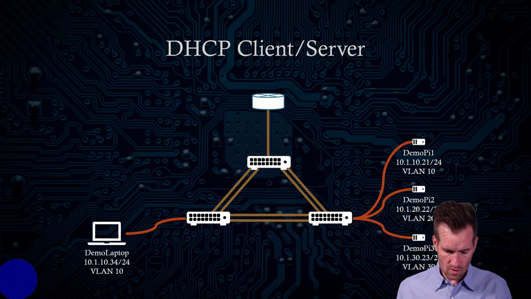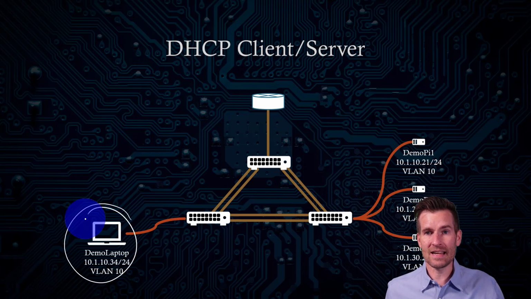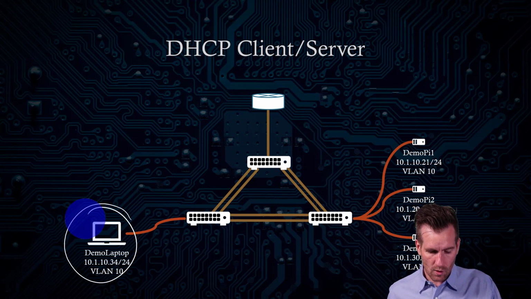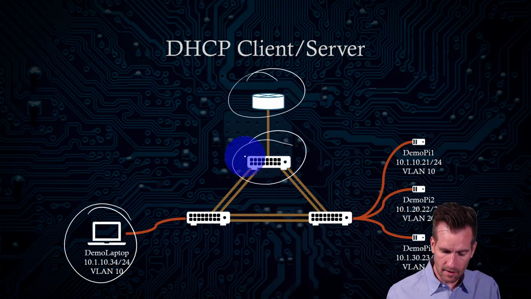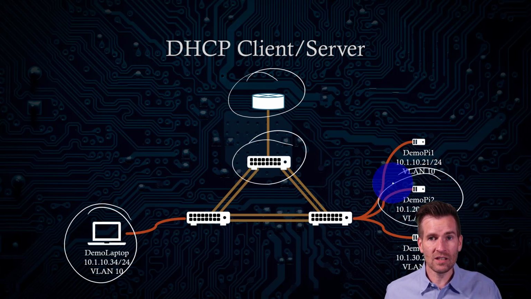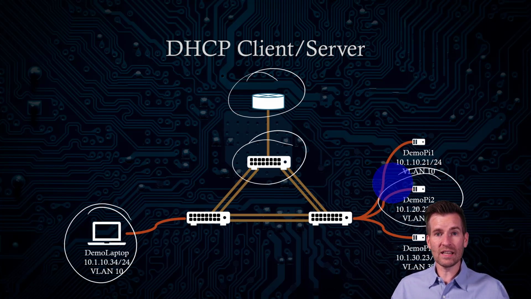So we're going to use this demo laptop as an example of the DHCP client. It's going to be making a request to a DHCP server, which could be the router, a layer 3 switch, or one of these Pis over here or some other server that's on your network. So just realize that you have this demo laptop that is the client that's going to be requesting services from a server.